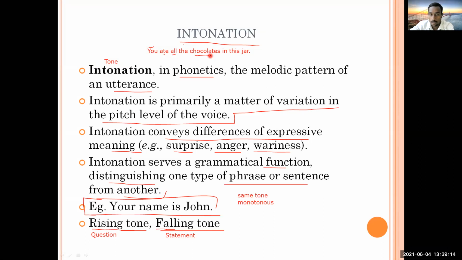You ate all chocolates in this jar? The chocolates? If you change the focus here, you ate all chocolates in this jar? The jar? So like this, you can just change these sentences into different tones to get different meanings, different shades of meaning, with the help of the tone of your voice.